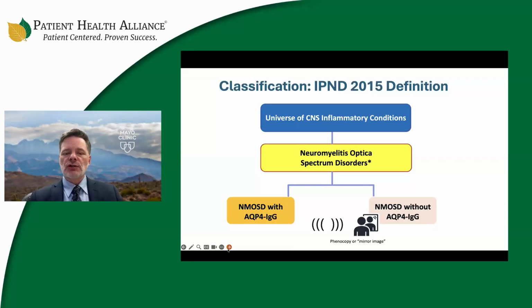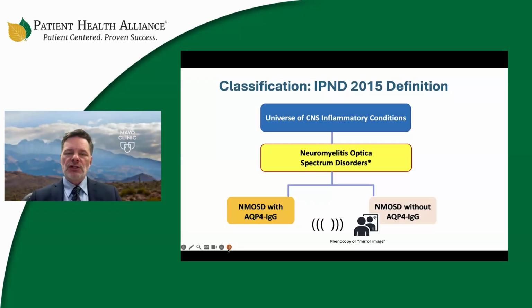Now on to classification. If we look back to the 2015 criteria, the current ones used for both diagnosis and research, we can see in the so-called universe of CNS inflammatory conditions, there's this umbrella term of NMO spectrum disorders, or NMOSD. And under that umbrella, there was seropositive NMOSD, so NMOSD with aquaporin 4 IgG, and seronegative or without aquaporin 4 IgG.